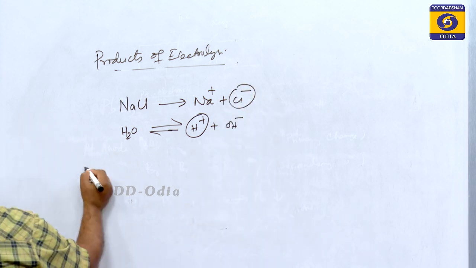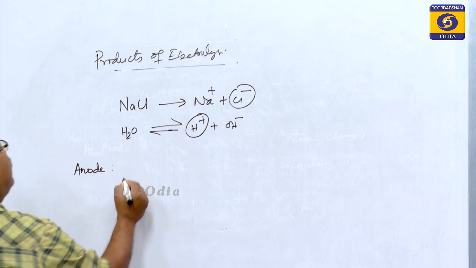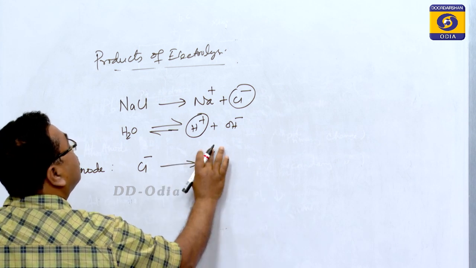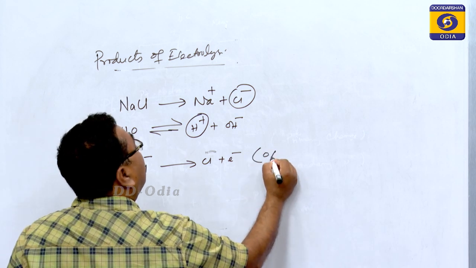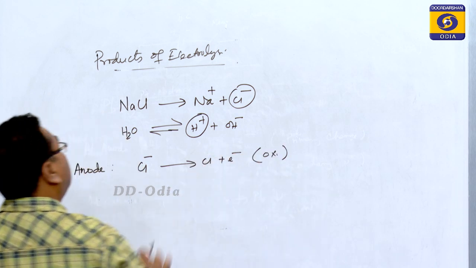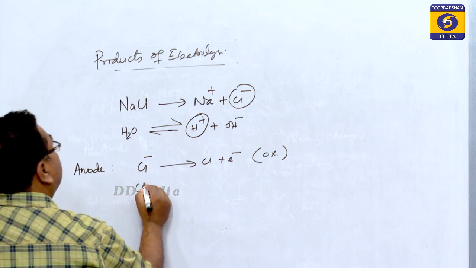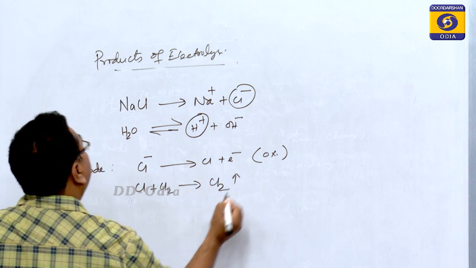So there will be an anode reaction. The anode reaction is that Cl minus gives Cl plus electron. This is oxidation, which occurs at the anode, as already mentioned, and this chlorine in a secondary process will give rise to chlorine gas.